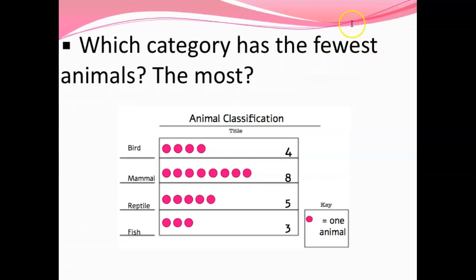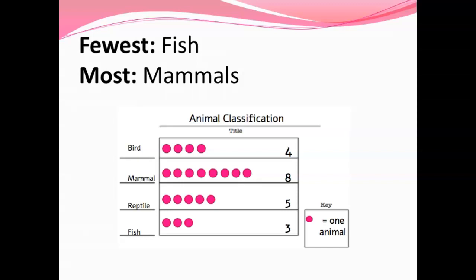Remember, fewest means least. So let's always think about when we see that word fewest, we mean the least amount. So which category has the least amount of animals? You can look at this really easily by seeing where the dots stop. The fewest was the fish. And which category had the most? Just look to see which one has the most dots. Mammals. Mammals have 8 and fish have 3.